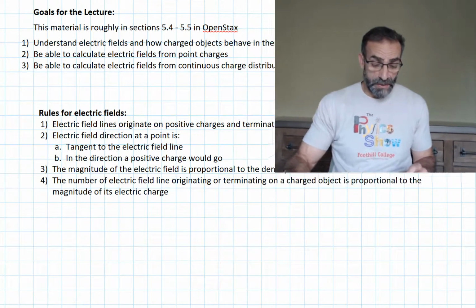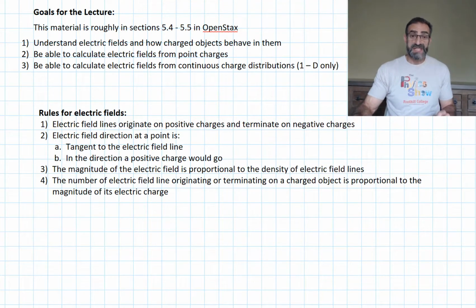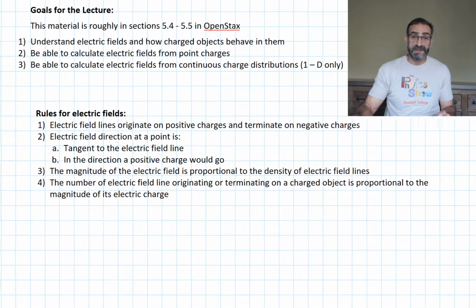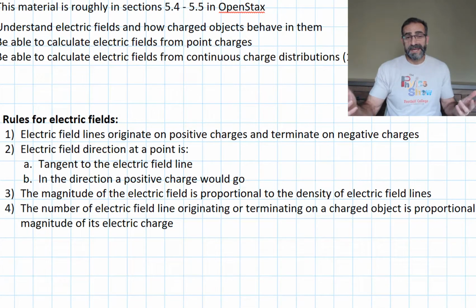The first thing we know is that electric fields originate on positive charges and terminate on negative charges. We had to pick something. That's what we picked. It's just the definition. Another way to remember that is that the electric field points the direction a positive charge would go if we put it at that location and let go of it.